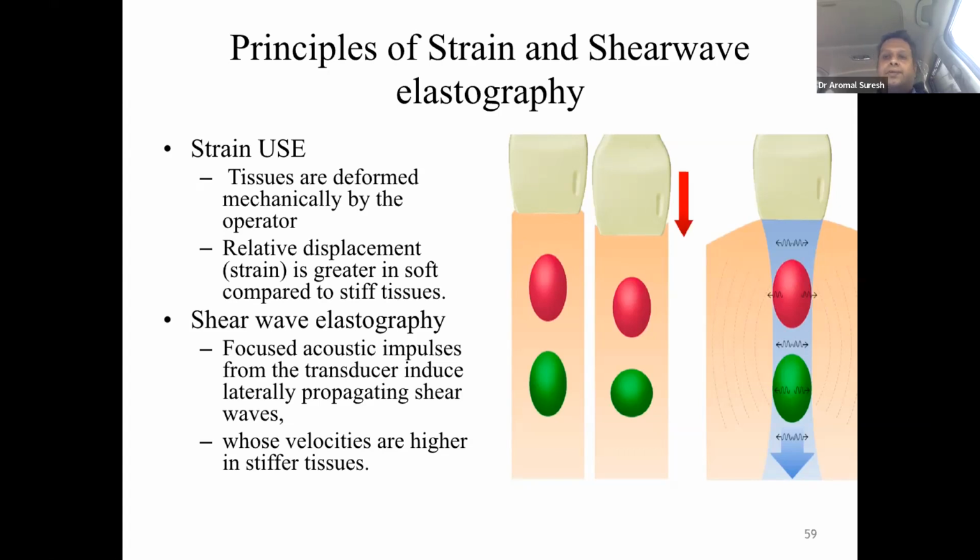And in shear wave elastography, it is not manual compression; the wave will be compressing the tissue. Focused acoustic impulses cause this deformation, and you can distinguish stiffer areas. An elastogram will be produced by this elastography. If we have more stiffer areas, then the possibility of malignancy is high. And if you calculate the index, that means you compare the stiffness between the harder area and the softer area, if it is high, the possibility of malignancy is also higher.